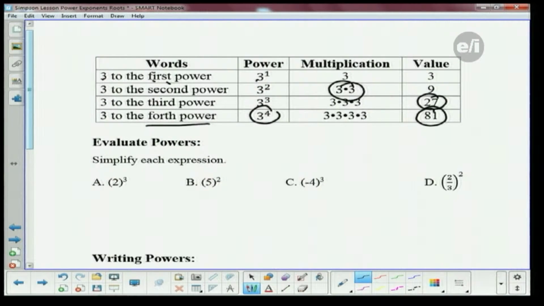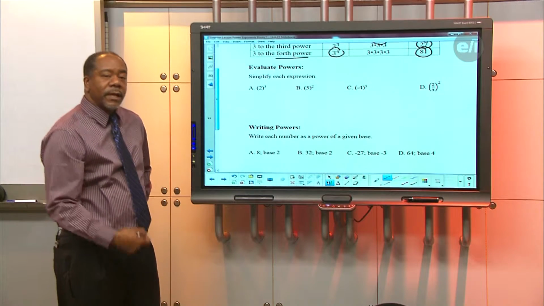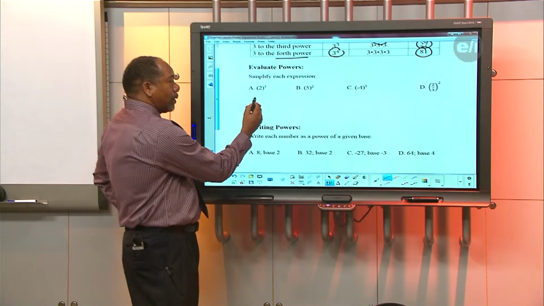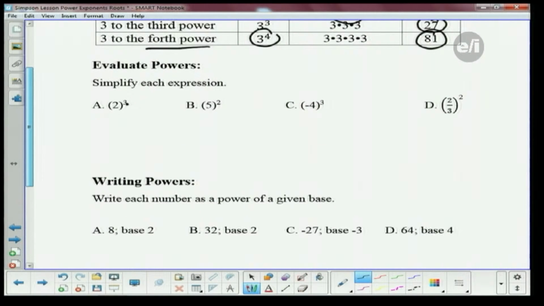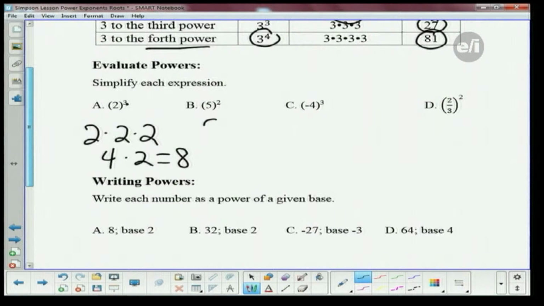Got a couple of examples for you. If we were looking to simplify these expressions, here's how we would do it. This means the power is 3. That means I'm going to multiply 2 3 times. 2 times 2 is 4. 4 times 2 is 8. The second one, 5 squared, is 5 times 5, which is 25.